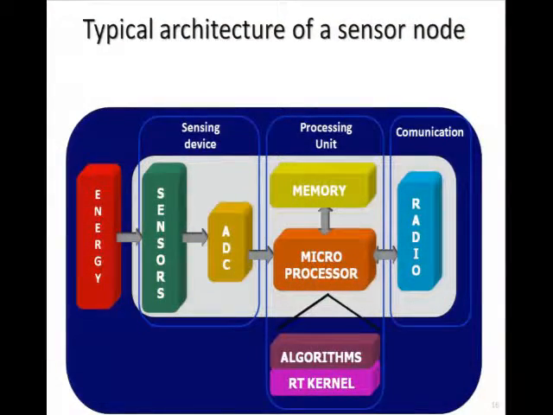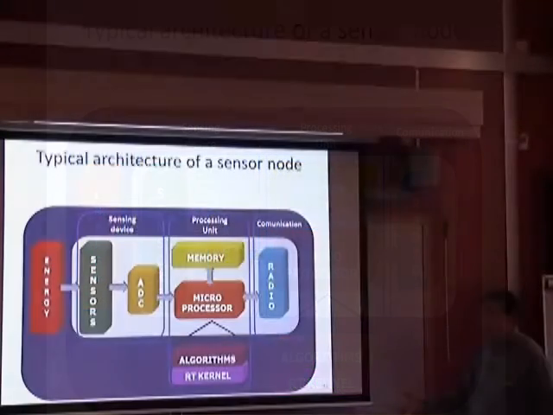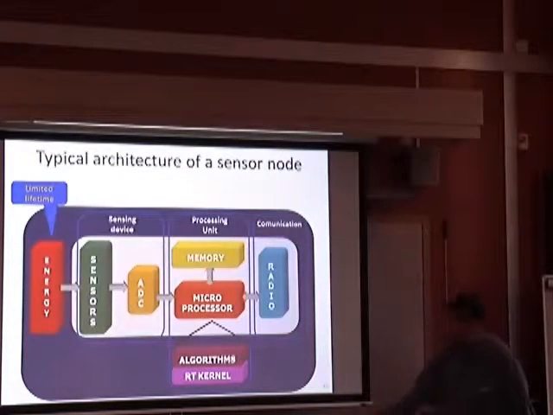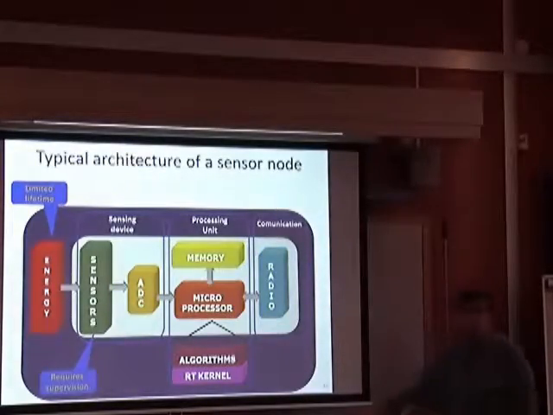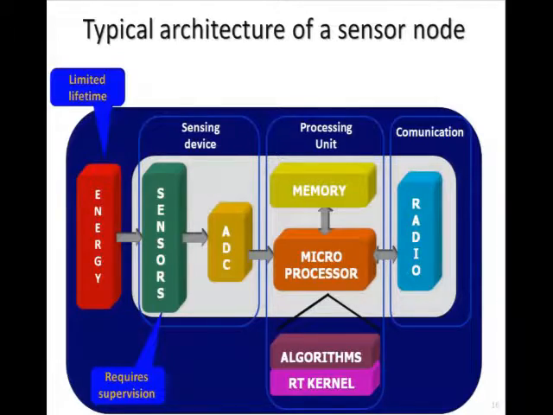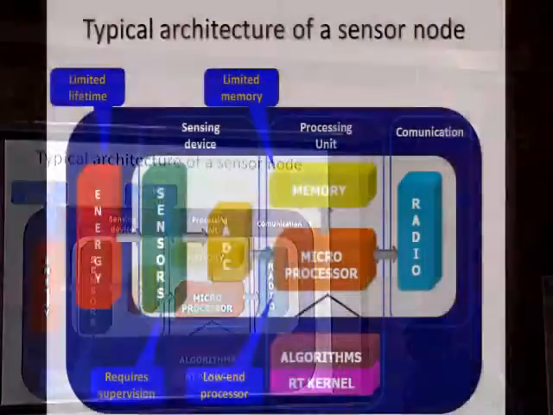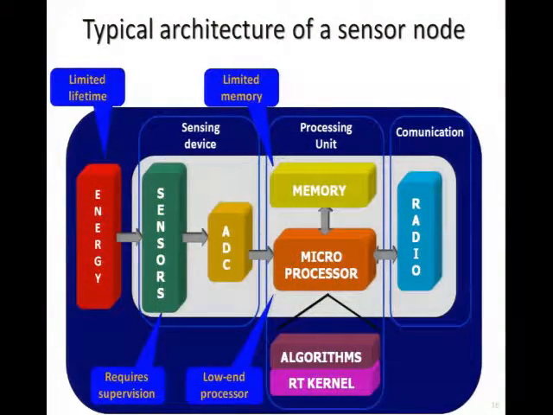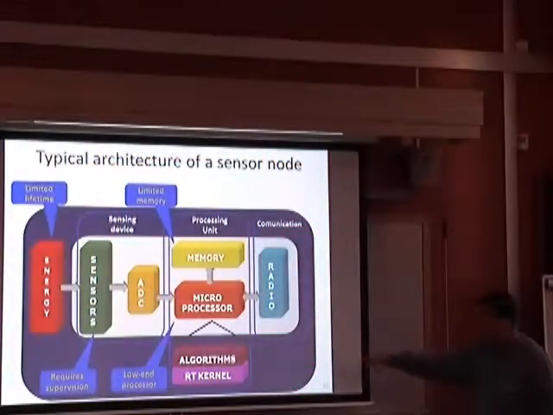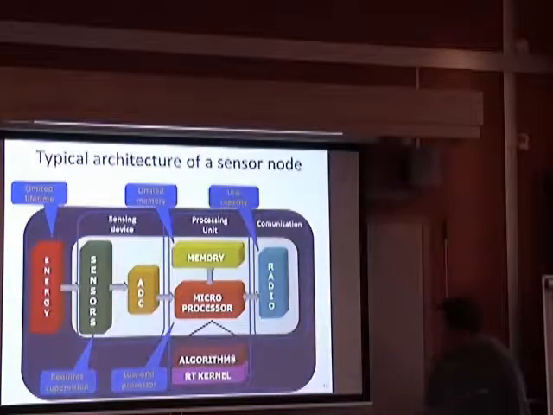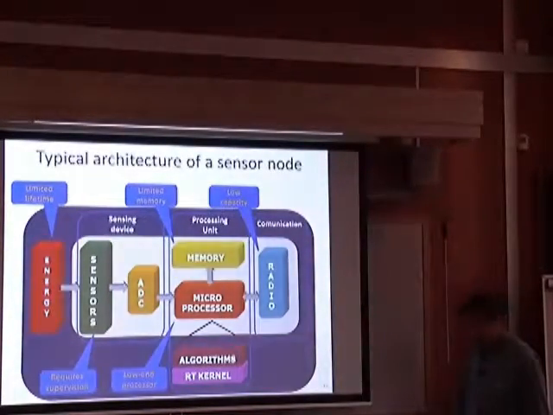Okay. So if you look at this mote, it's typical hardware. It's a computing device that has an energy source, which has some limitations. You have a sensing device that will capture these variables that you want to measure. You have a processing unit with memory and a microprocessor, which is typically a low-end processor, that will run algorithms related to your application. And you also have a real-time kernel to support those applications. And typically, you have a radio to perform the communication.